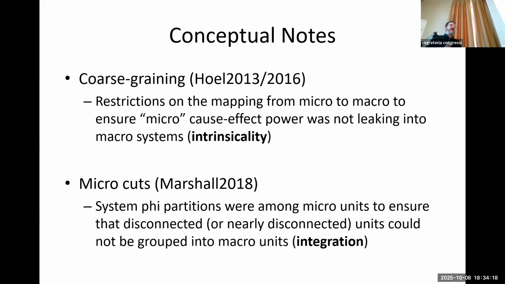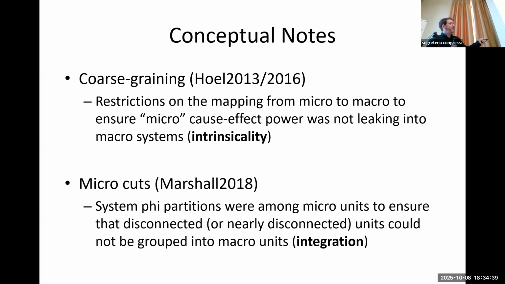I want to say that's intrinsicality. That means when I am measuring the intrinsic cause effect power of the macro system, it needs to be the cause effect power that belongs to the macro system intrinsically, not the micro system. So I want to reframe this as simply something that is about intrinsicality.